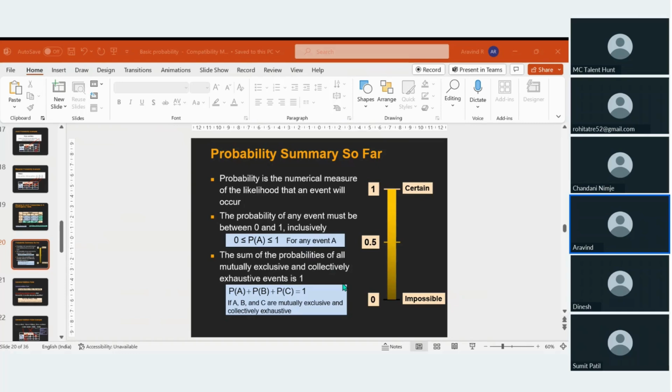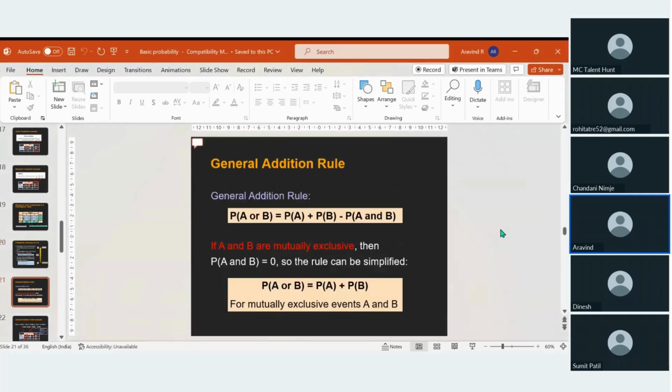Together, all the probabilities: if A is happening, B and C will not be happening, then the probability is 1. If B is happening, A and C will not be happening, then the probability is 1. So A and B are mutually exclusive and collectively exhaustive events. Okay, let's see some rules. We have certain rules to follow: the addition rule and the multiplication rule. Just a minute, I'll show you in another slide.